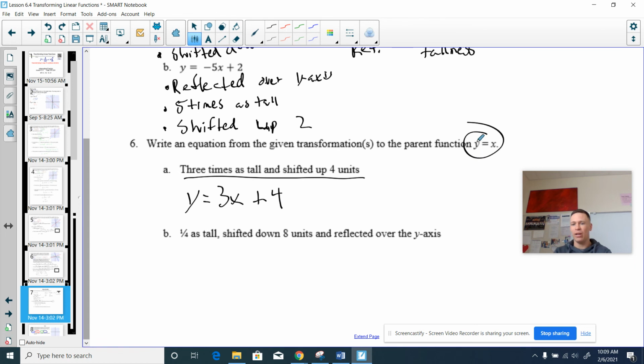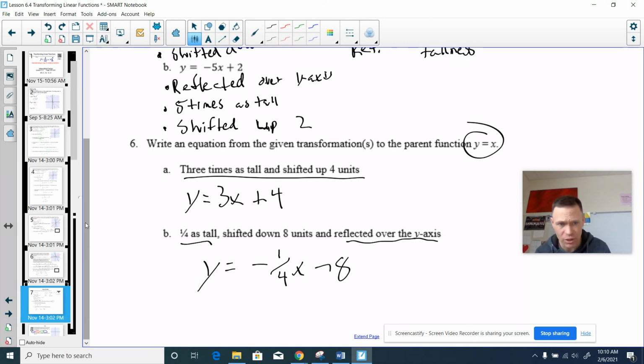And so now, in comparing the parent function to this one, it'd be shifted up 4 units and be 3 times as steep. Okay. This one, 1/4 as tall, shifted down 4 units, and it's reflected over the y-axis. So because it says it's reflected, I know I have a negative slope. 1/4 as tall, so I know the absolute value of the slope is 1/4x. The overall equation is -1/4x, but remember those two different things. The negative reflects, the 1/4 makes it 1/4 as tall. It's shifted down 4 units, so then we say -4.